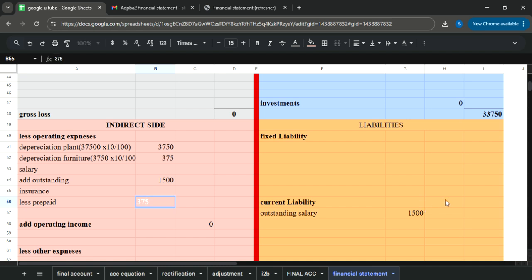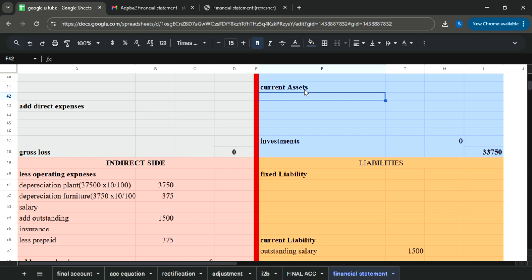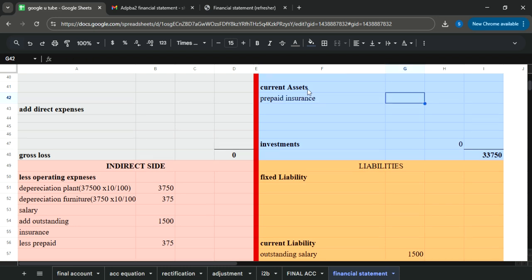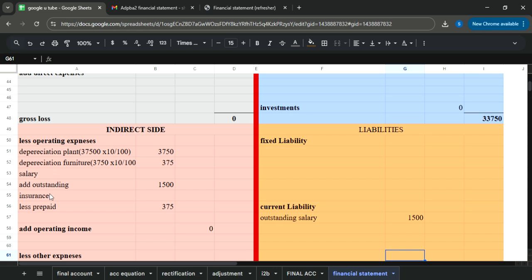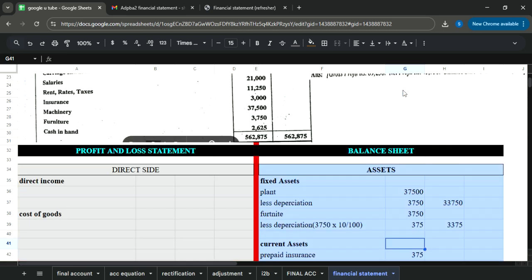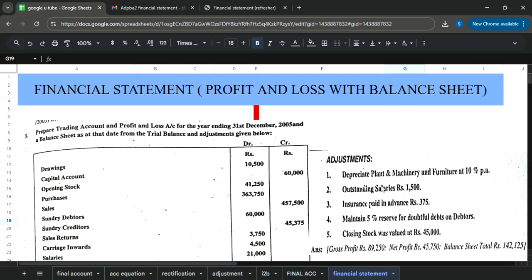First effect is completed, it was prepaid. Second effect of prepaid is asset. So here you will write prepaid insurance, and that is 375. So guys, as you can see that we are completing dual effects at the same time. Outstanding was added, written on liability. Prepaid was subtracted and written on asset side. So three adjustments are completed.